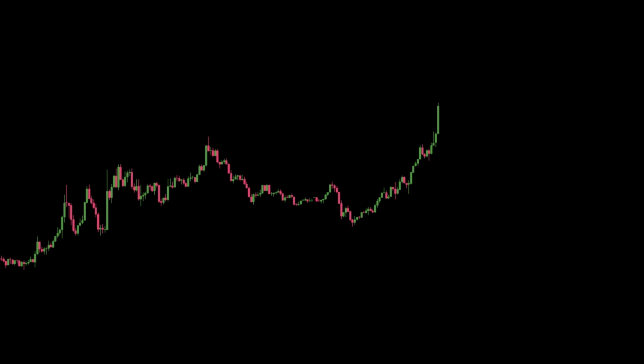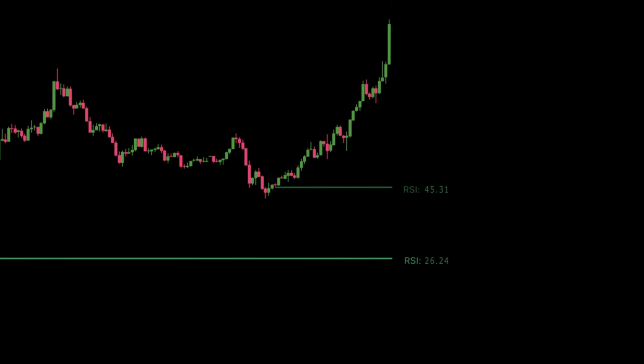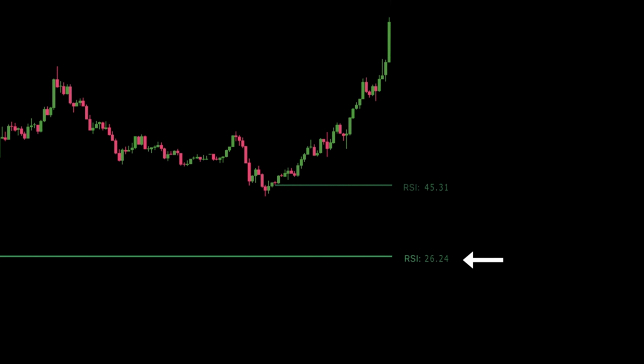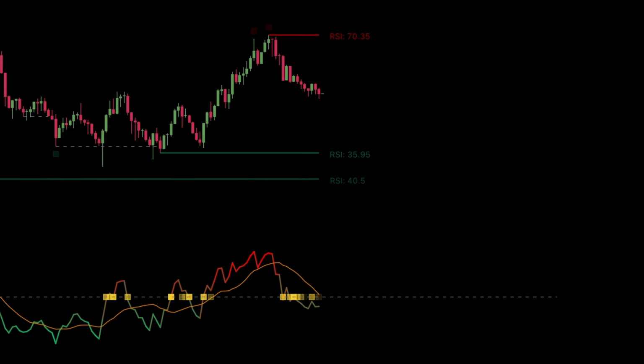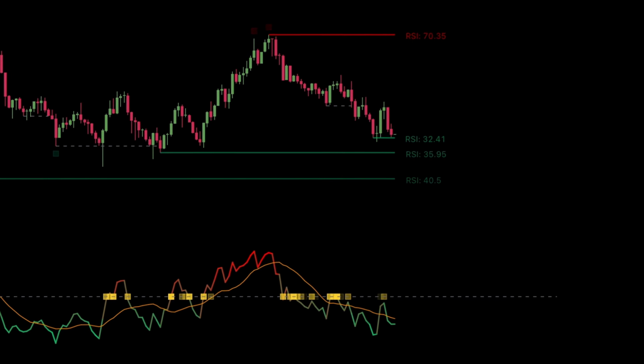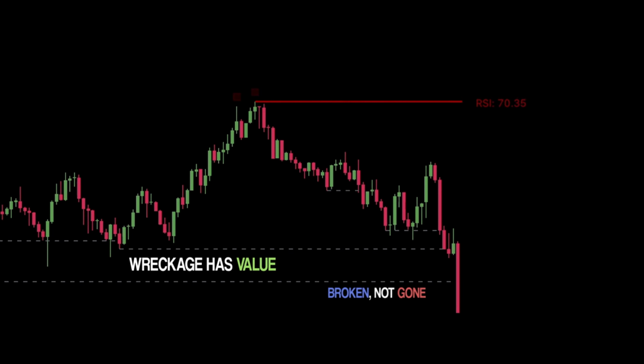Now the color, which is what I flagged at the start. Every level carries an RSI number, and how solid it looks comes straight off it. Built at 26, deep and solid. Built at 45, washed out. You're not reading the line, you're reading how loud it is. And when price closes through a level, it doesn't disappear. It goes gray, goes dashed, and stays put. The tool stops tracking it, but leaves you the wreckage, and that turns out to be useful.